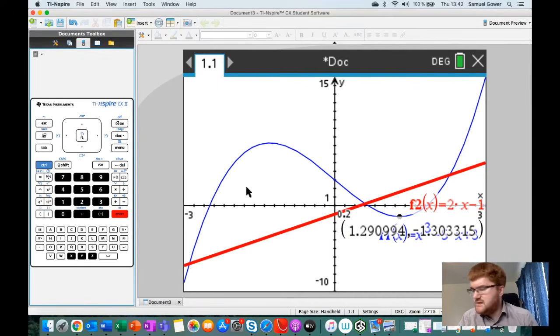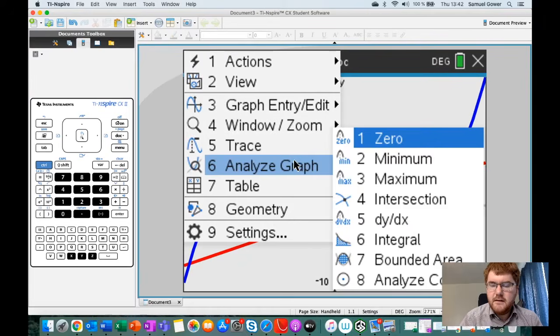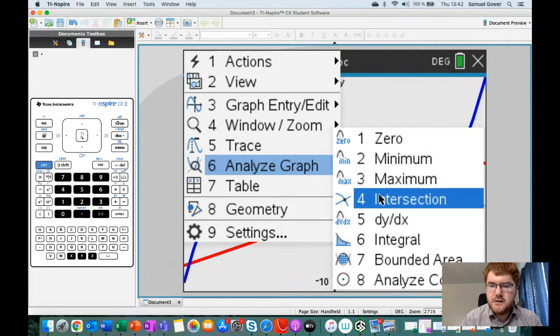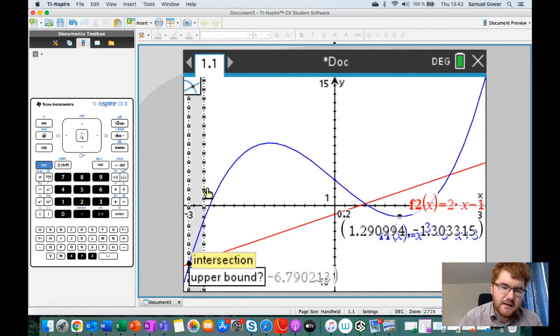Now the question wants us to solve this. Notice you got 3 marks, and that makes sense because you have 1, 2, and 3 intersection points. So we're going to work out these one at a time. So we go to Menu, Analyze Graph, and then we are going to go to Intersection. And we do it in the same way that we did it with minimum maximum. So we click before, we click after.